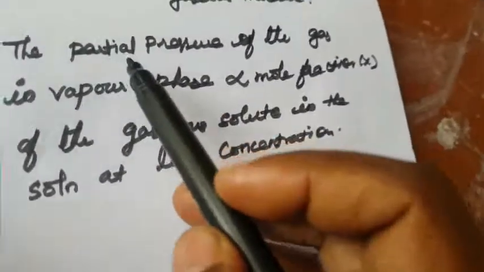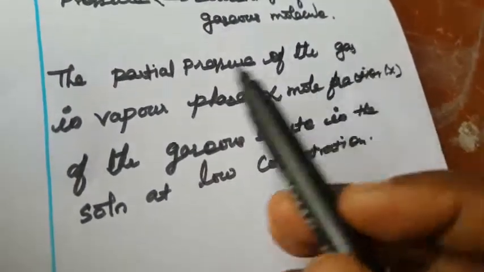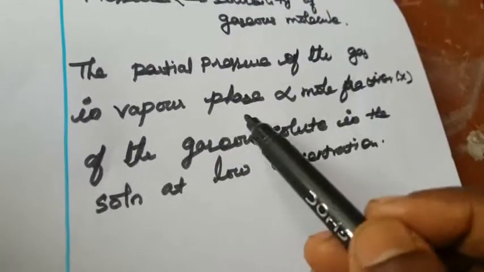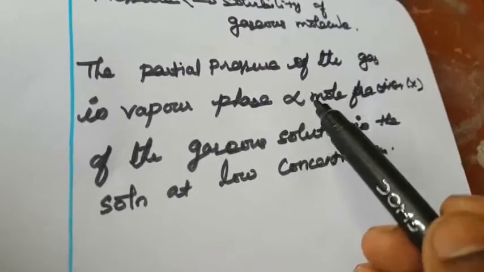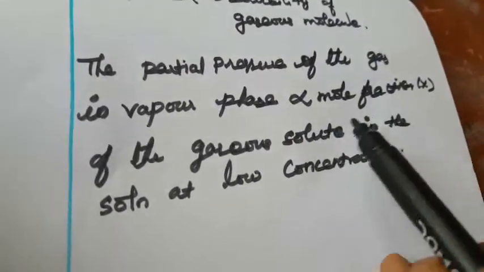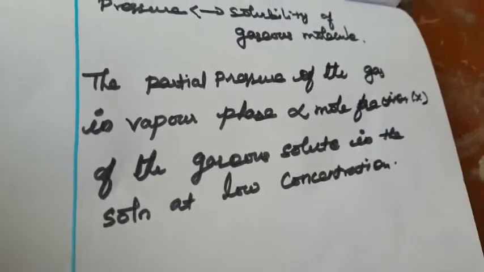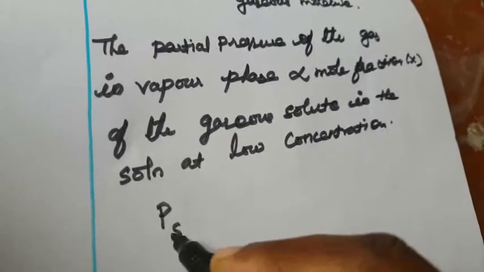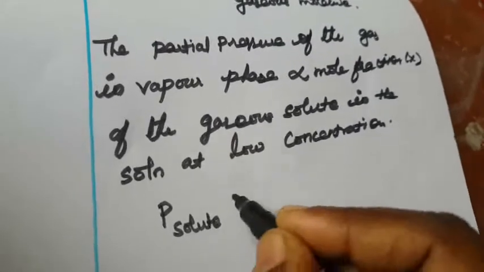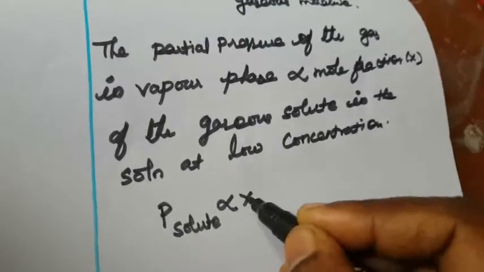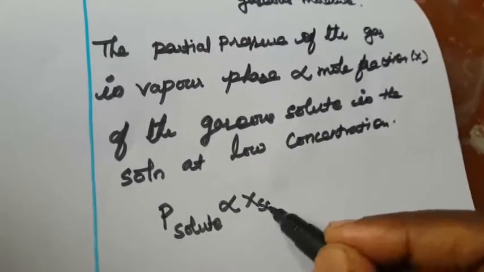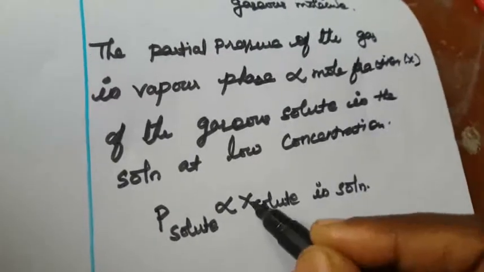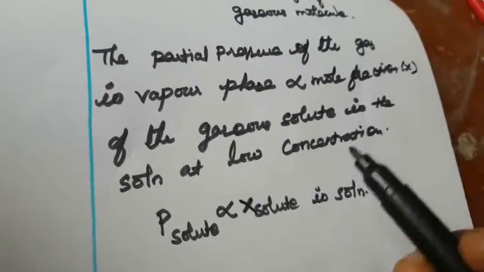What is the meaning of that? The partial pressure of the gas in vapor phase. So that is the partial pressure of a gas in the vapor phase. It is directly proportional to the mole fraction of the gaseous solute in the solution. So P means the partial pressure of the solute is directly proportional to the mole fraction of the solute in solution. X is the mole fraction, right? This is the mole fraction.